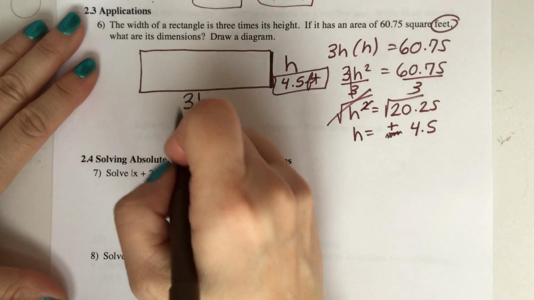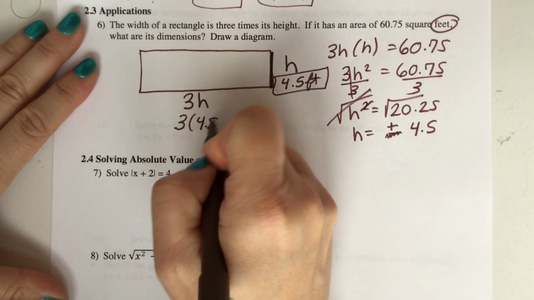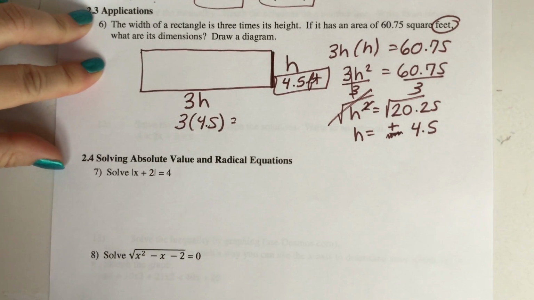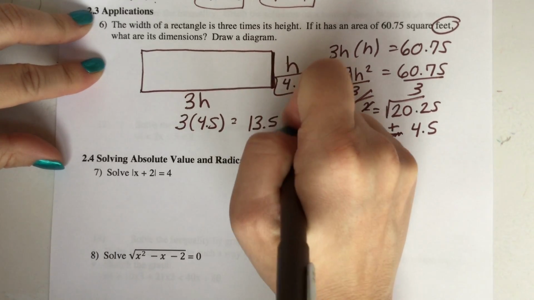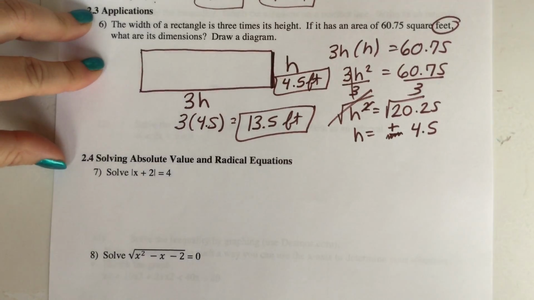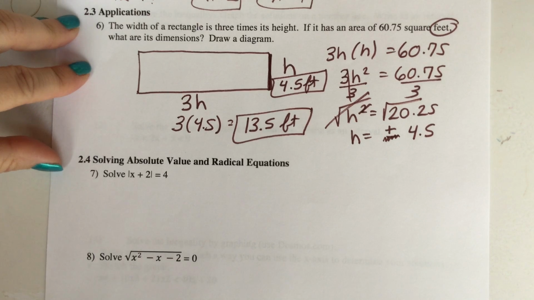The width is 3 times h. So it's 3 times 4.5. If I take 3 times 4.5, I have 13.5, and again, the label is feet. So there's an example of what you will see on the exam from 2.3.